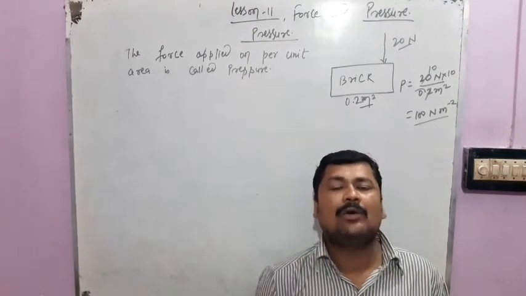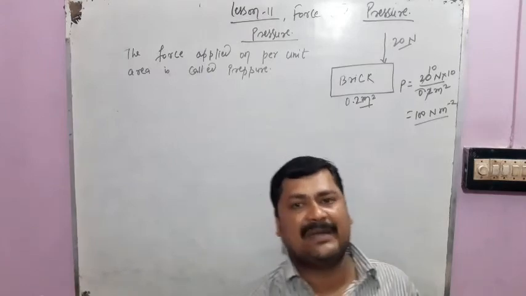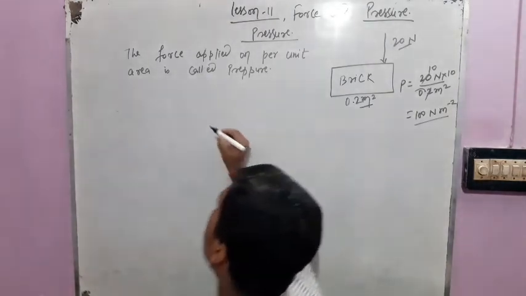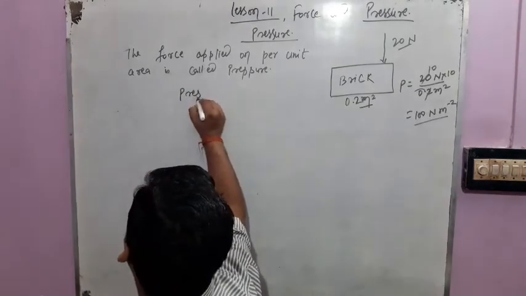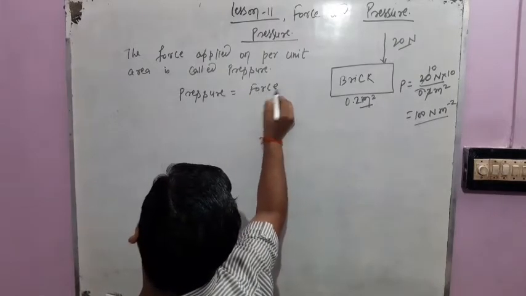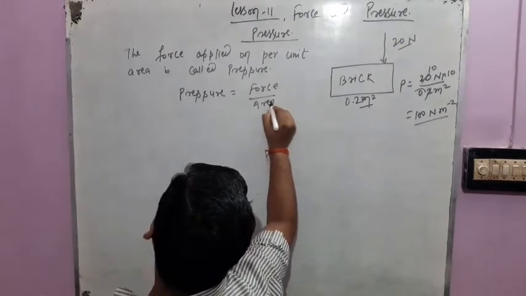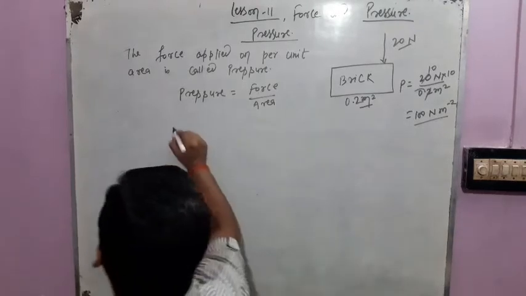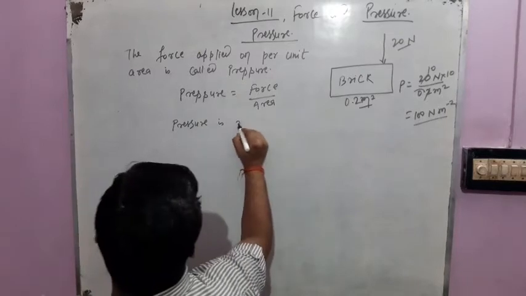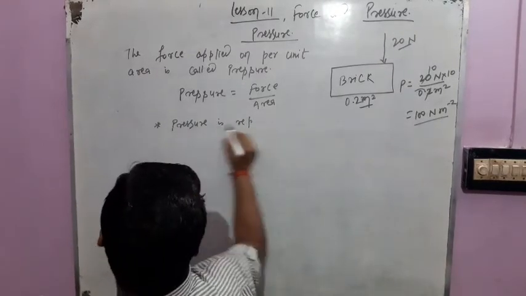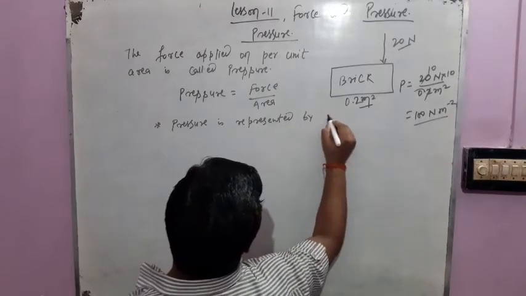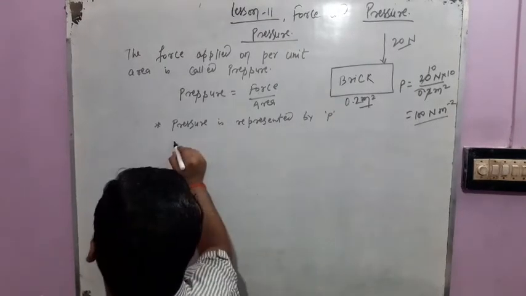Okay students. Now on which factors does the pressure depend? Here we also have to discuss on which factors the pressure depends. So first we know that pressure is equal to force upon area. Pressure is generally represented by P.